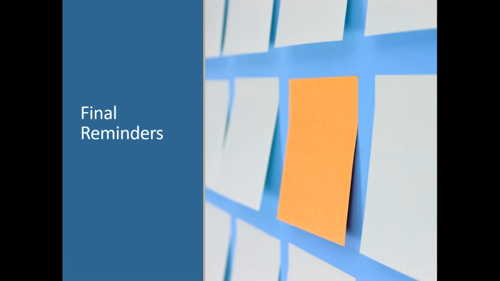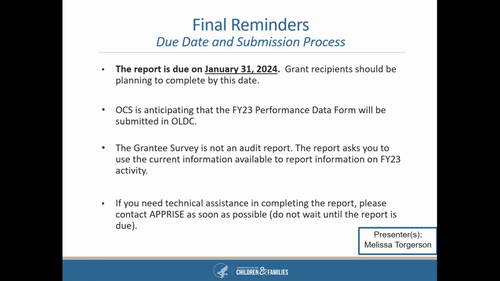Now we're going to move on to some final reminders and take some time for questions. I'm going to move through these very quickly because this is all stuff that we've talked about. So I'll highlight the important parts. The report's due on January 31st, 2024, and everyone should be planning to complete by this date. Keep in mind that the Grantee Survey is half of the performance data form, and if for whatever reason the performance measures aren't done by January 31st, you can submit each portion of this report separately.